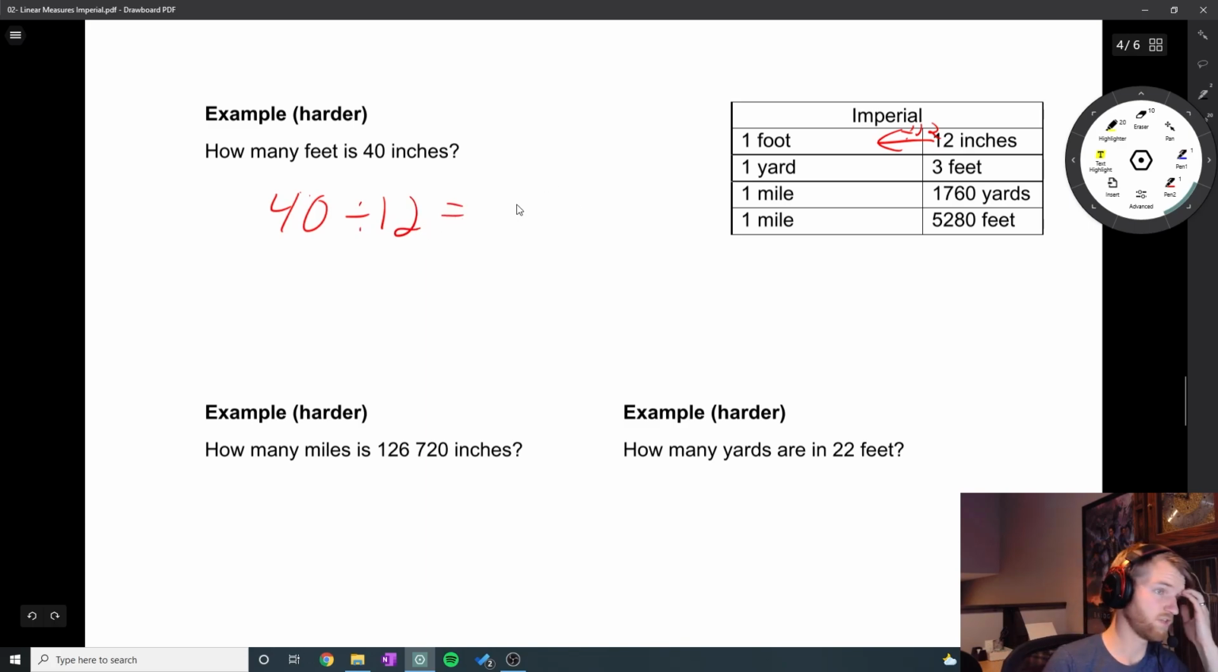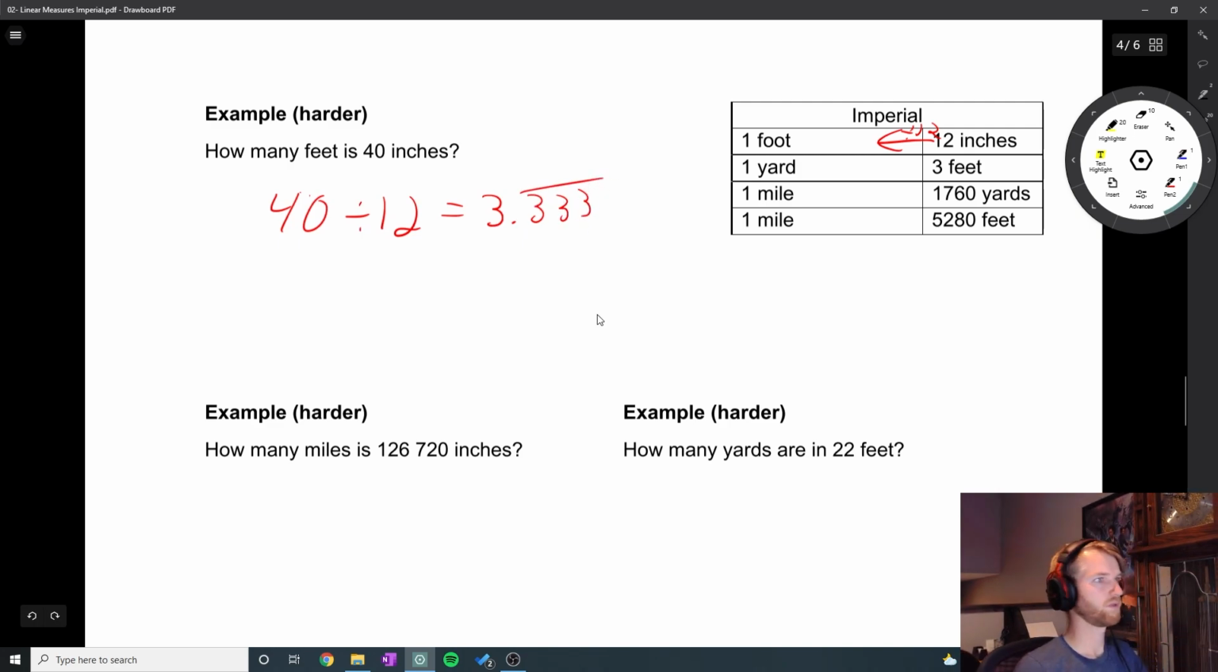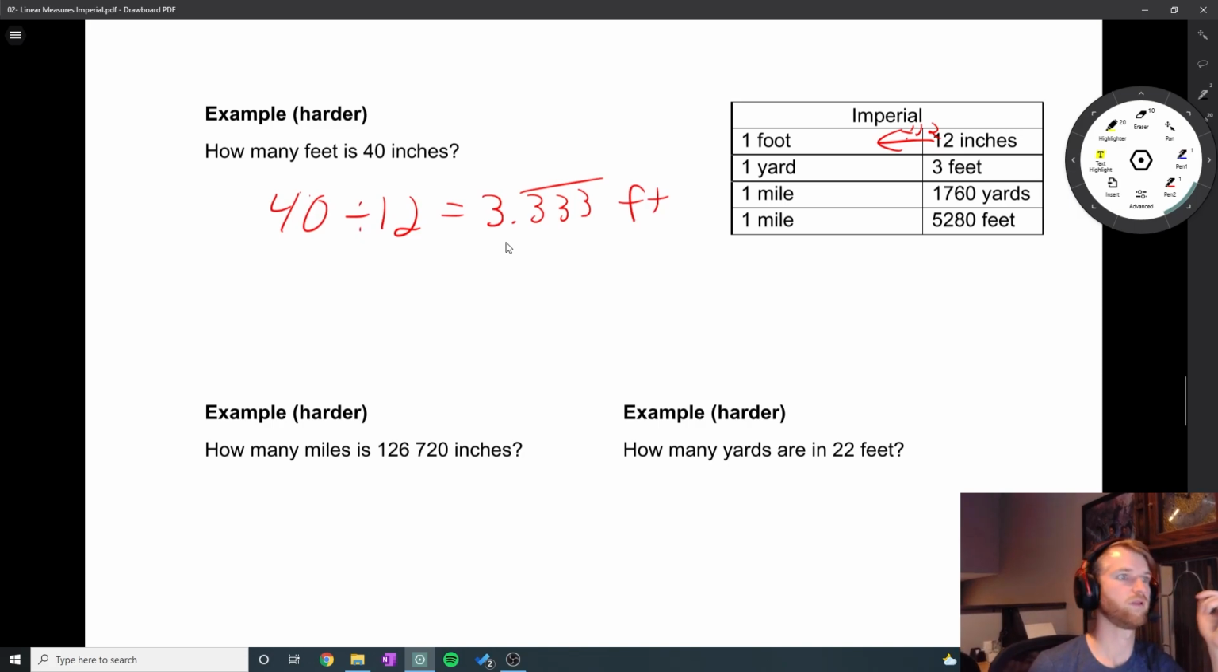And this is going to give me 3.333 repeating forever feet. Okay, so this is technically correct. This is how many feet it is. But typically with the imperial system, we would write it not quite with this decimal, but we'd say it's 3 feet, and then how many inches is it?